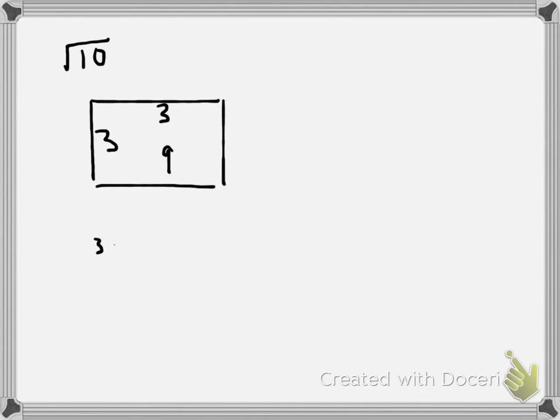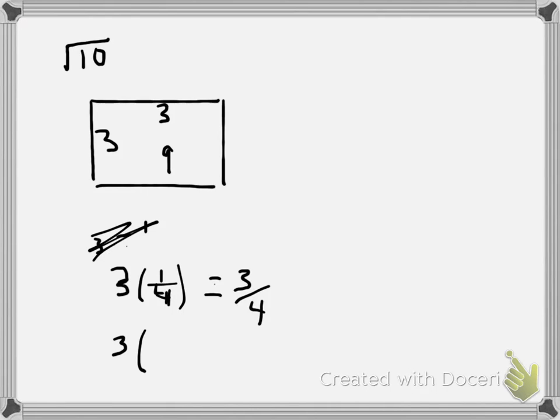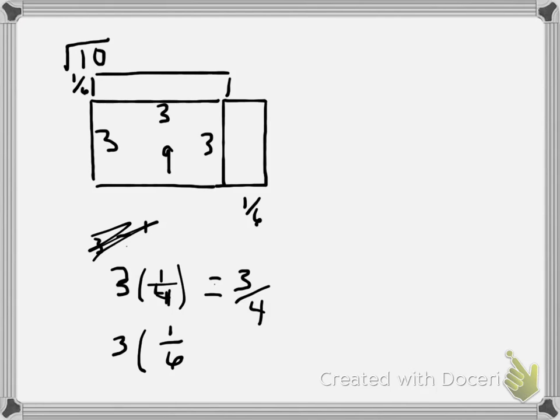If I took 3 times a third, that's 1, so that's too big. So what if I took 3 times a fourth? 3 times a fourth is 3/4, so that's still going to be a little bit bigger. So let's do 3 times a sixth. That means I'm going to make each side of these 1/6 units tall. So this is 1/6, and we know because we started with a square, this is 3 times 1/6. So the area of this rectangle is a half, and the area of this rectangle is a half.